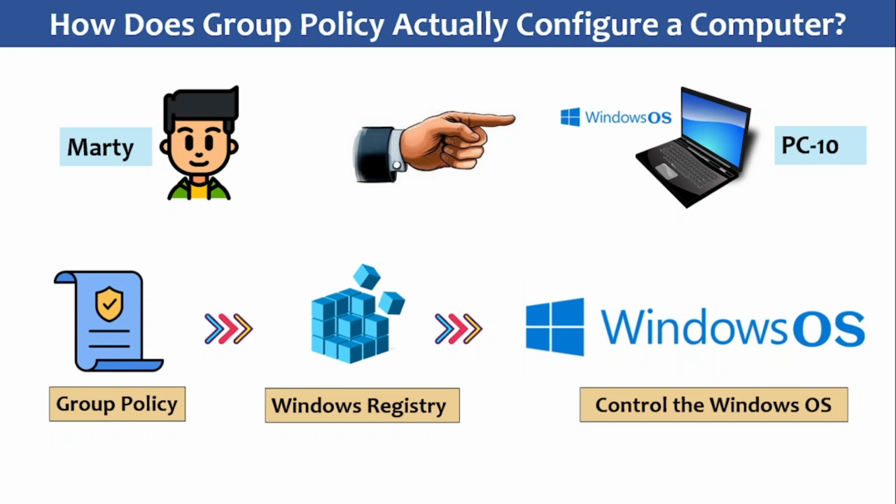Let's take an example. Let's say in one of the policies we have blocked command prompt for Marty. The group policy will inject this setting in the registry. The Windows operating system will read the registry, and the command prompt will be blocked or disabled for the username Marty. So this is how it works at the back.